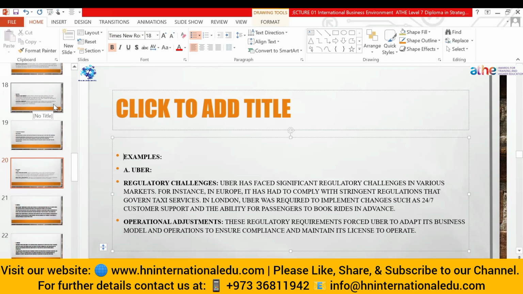Uber has faced significant regulatory challenges in various markets. For instance, in Europe, it has had to comply with stringent regulations that govern the services. In London, Uber was required to implement changes such as 24/7 consumer support and the ability for passengers to book rides in advance, due to the airports, the one at Heathrow and the one at Luton. All the time flights are landing and taking off. That is why it is quite busy. That is the reason Uber is available there 24 by 7.